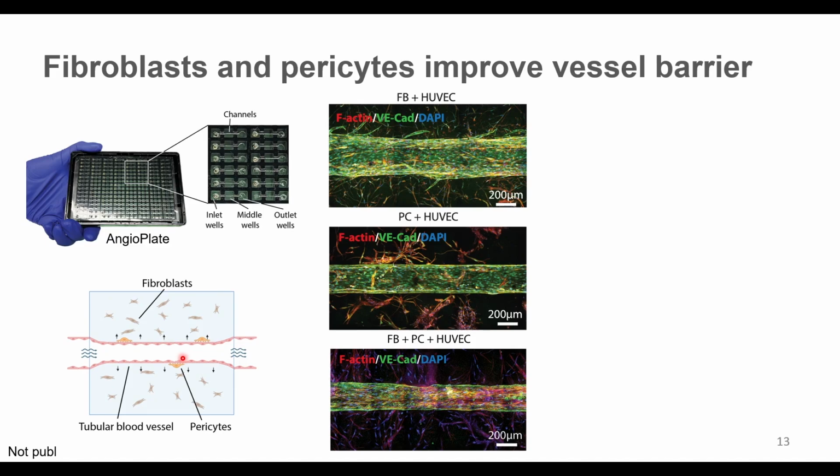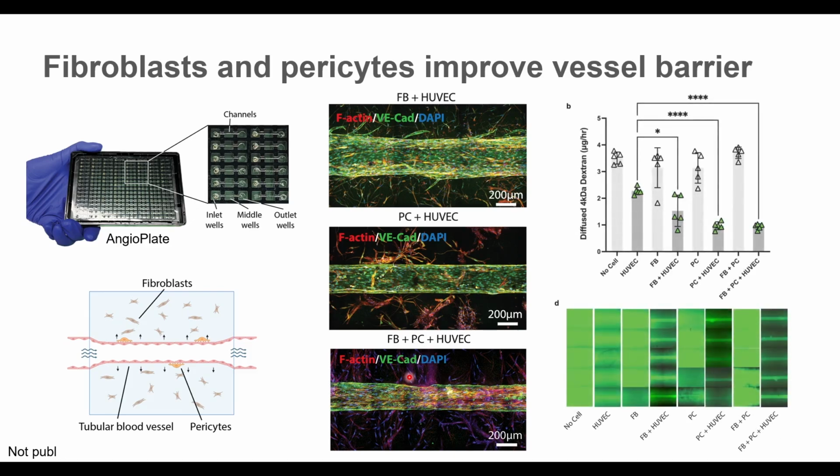In this case, we really wanted to look at the interaction of different stromal cells with these blood vessels. Specifically, we looked at fibroblasts, pericytes, and a combination of fibroblasts plus pericytes. What we found is that the presence of these stromal cells, fibroblasts and pericytes, can significantly improve the barrier function of these vessels, and the combination of fibroblasts and pericytes is also good.